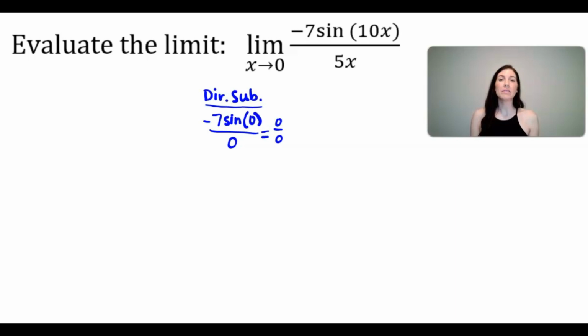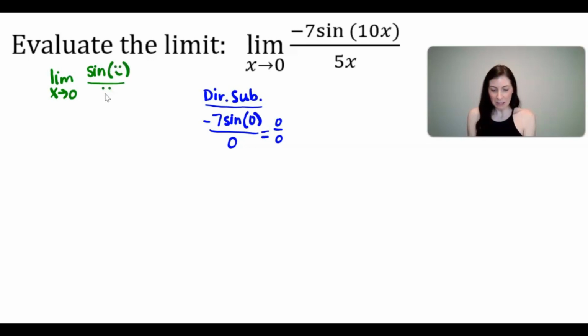Method 1 requires the use of a special limit. So let me go ahead and show you what that special limit is. Method 1 requires you to know that the limit as x approaches 0 of sine of something, I'm going to use a smiley face, over smiley face, as long as those two things match up, that limit is always equal to 1. So keep that in mind.